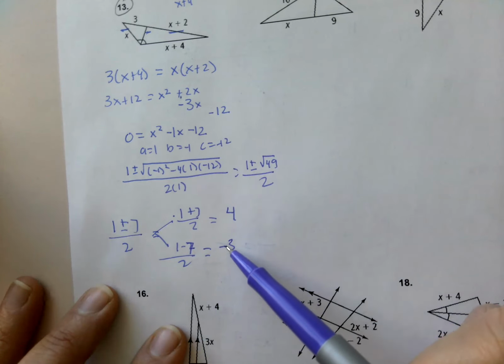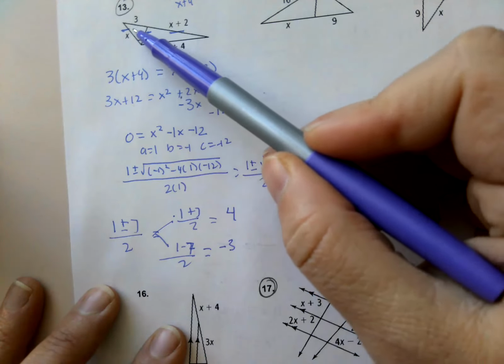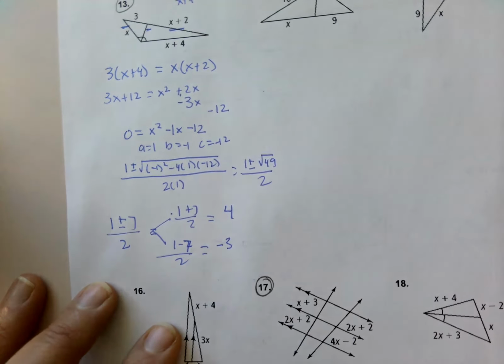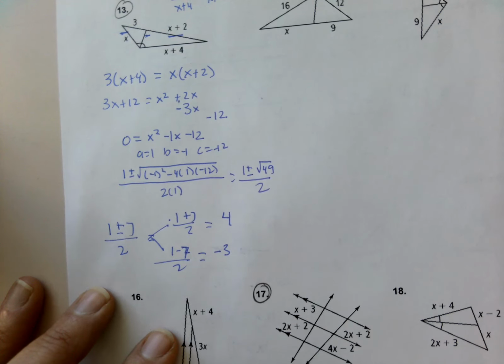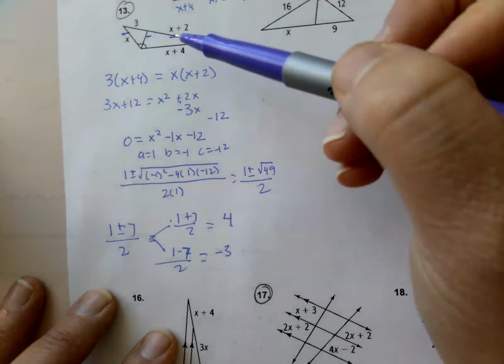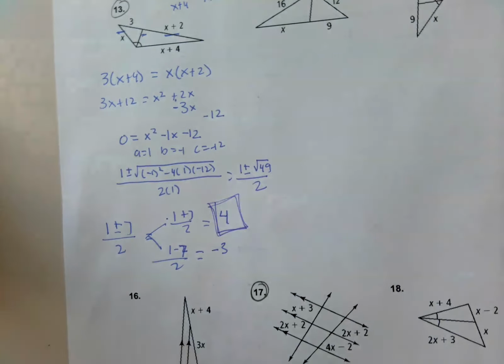Now I have to look back. Do those make sense? The negative, again, doesn't make sense because I cannot have a negative length here. Now you might be asking yourself, that just means whenever I have a negative, I'm just going to cross it out. No, not every time. So you should check it. But in this case, again, the negative doesn't make sense. My one and only answer, full credit, is 4.